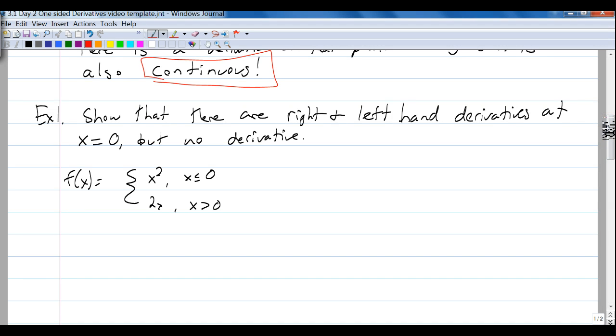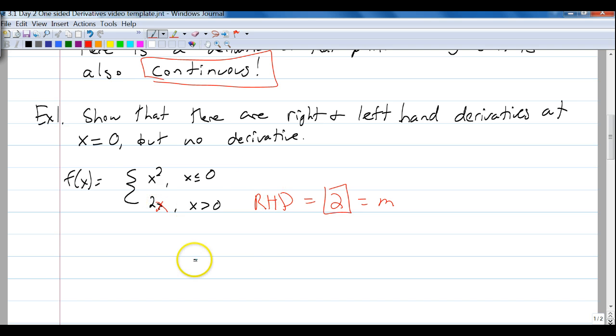So we're going to show for this problem that there are right and left-hand derivatives at x equals 0, but no actual derivative. So I have a piecewise function. This is 2x and this is x squared, and it's at 0. The first thing you want to do, which makes it easier, is remember the derivative is just the slope of the curve. But for lines, the slope is always constant. So we know this is the right-hand derivative right here, and without even doing that limit formula, it has to be 2 because that's equal to the slope of this line.